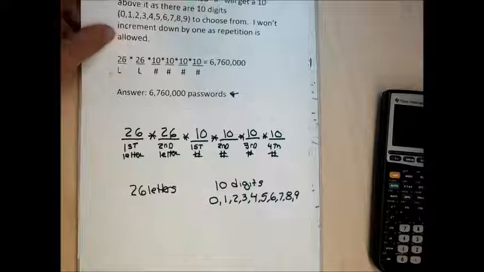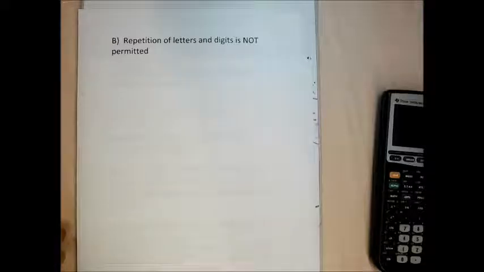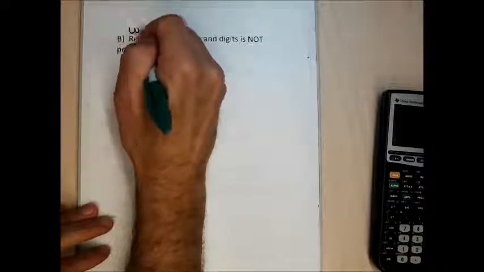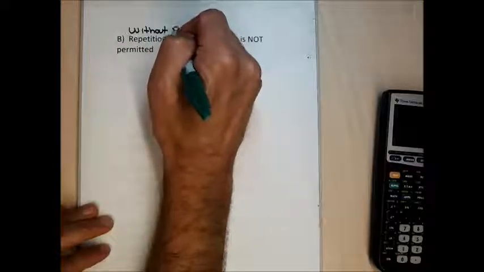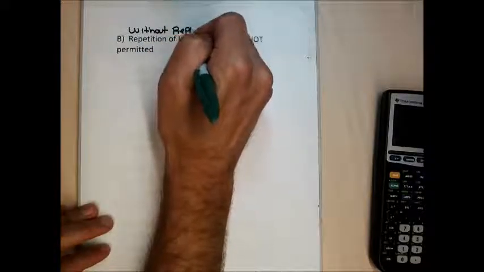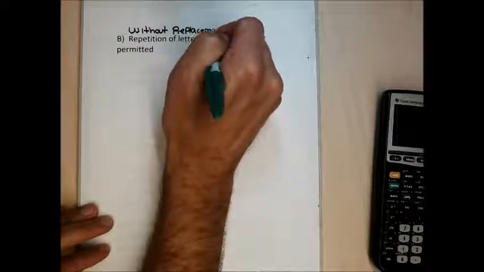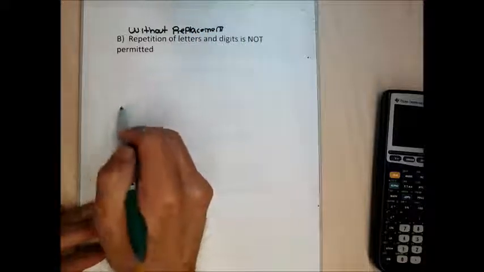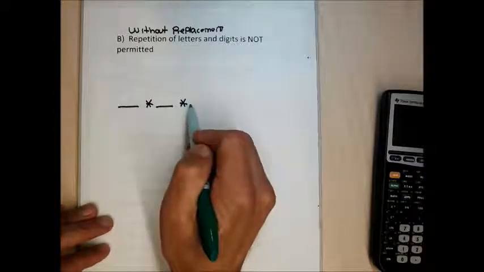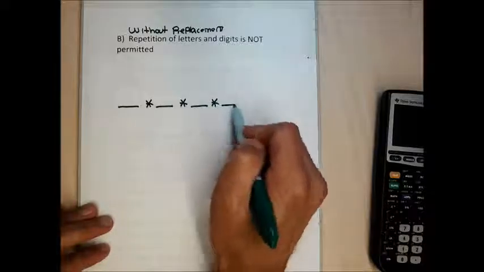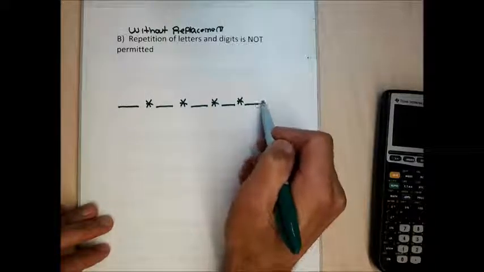When I move on to part B, we're going to find out how many of these computer passwords are possible if repetition of letters and digits is not permitted, meaning once I use a letter, I'm not allowed to use it again. If we want to go back to section 4.2, this is like a without replacement problem. So when repetition is not permitted, I think of this as without replacement, and I'm going to have to increment down one each time that I use up a letter or a number.